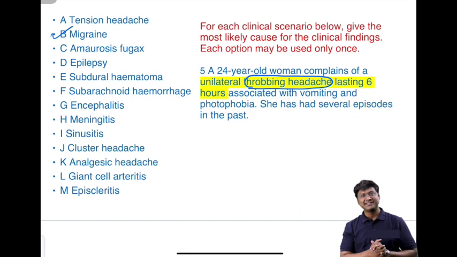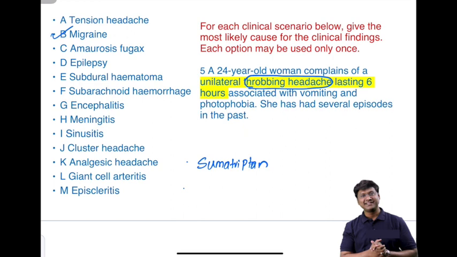In migraine, the drug of choice for acute attack is sumatriptan. And for prophylaxis, what are the drugs we can give? We can give calcium channel blockers, beta blockers, and tricyclic antidepressants. These are the prophylactic drugs given for the treatment of migraine.